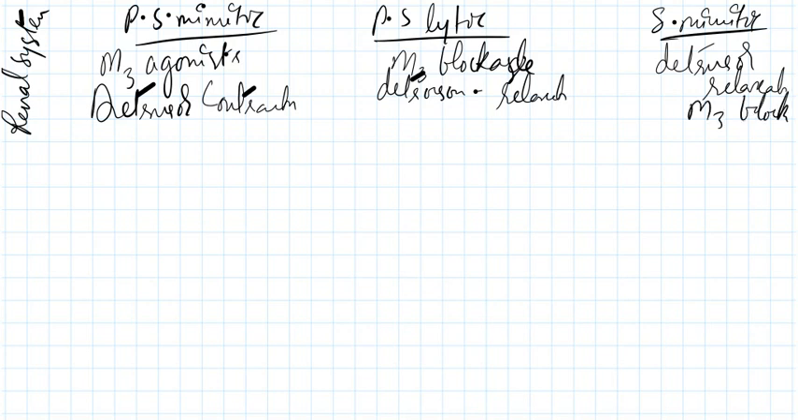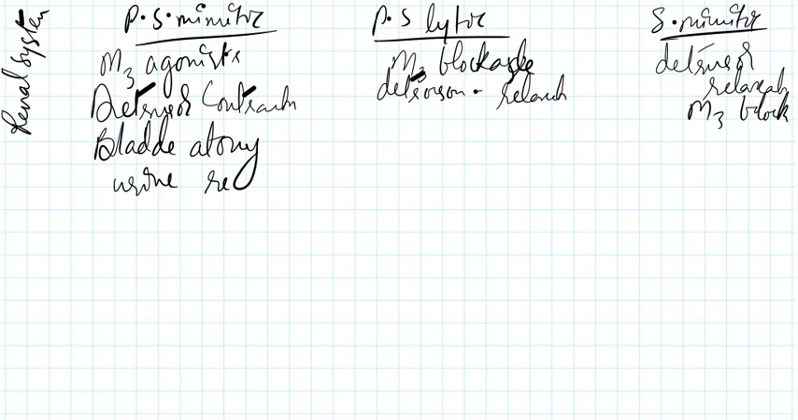Okay. Now, in which conditions do we use this? Bladder atony. If there is absence of tone in the bladder, urine retention, so we use parasympathomimetics in bladder atony and urine retention. What are the examples? This is very important: bethanechol and neostigmine.